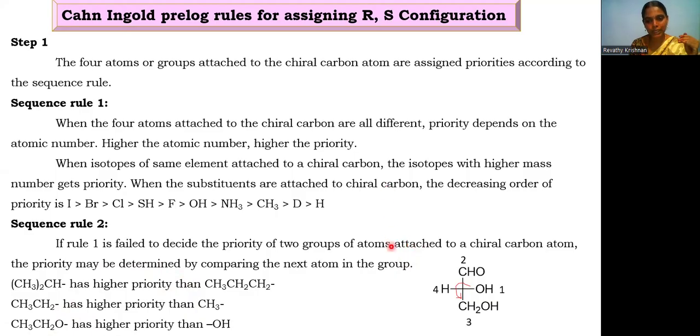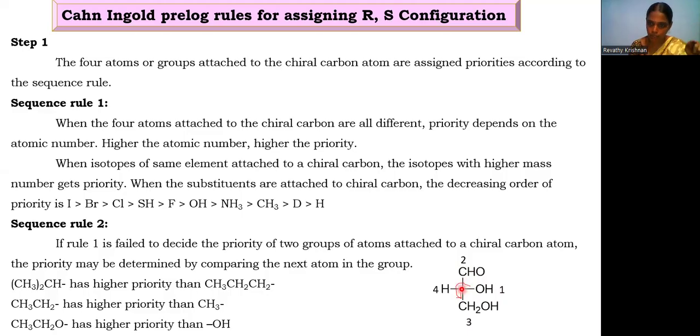So by using these two sequence rules, we can assign the configuration according to the atomic number of the four different atoms or groups attached to the chiral carbon. Here, let us consider this example. This is the chiral carbon. The chiral molecule is shown in the Fischer projection formula.